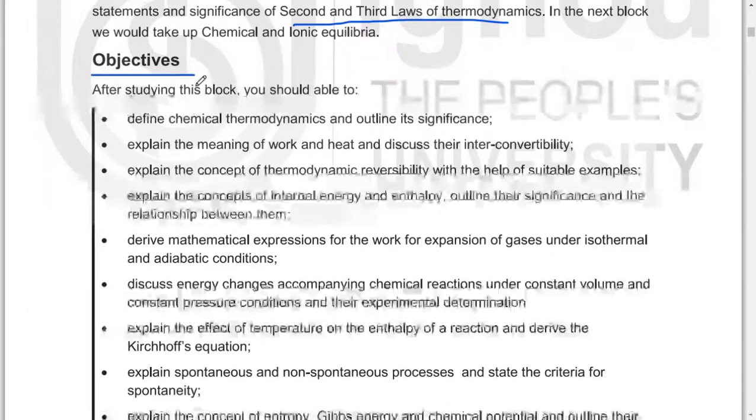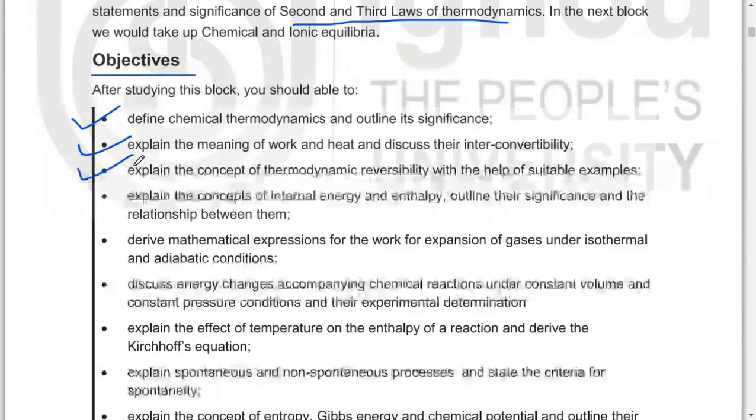Objectives. After studying this block, you should be able to define chemical thermodynamics and outline its significance. Explain the meaning of work and heat and discuss their interconvertibility. Explain the concept of thermodynamic reversibility with the help of suitable examples. Explain the concept of internal energy and enthalpy. Outline their significance and the relationship between them.